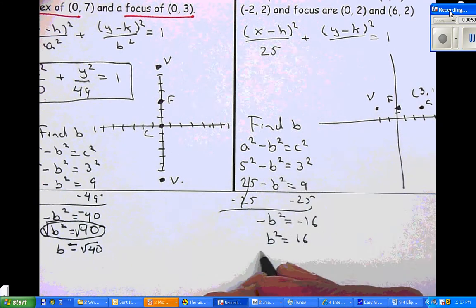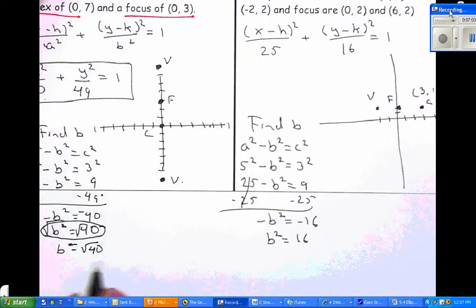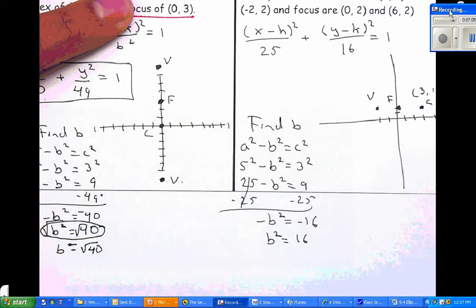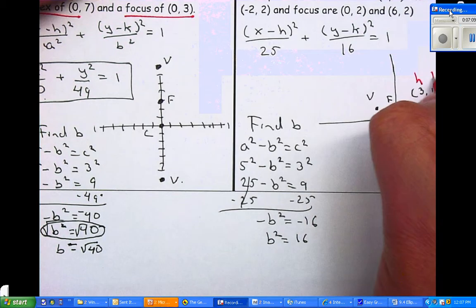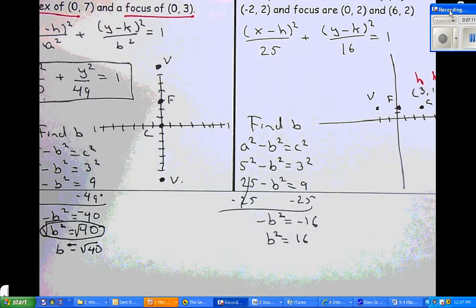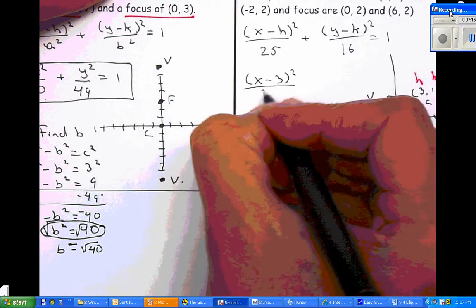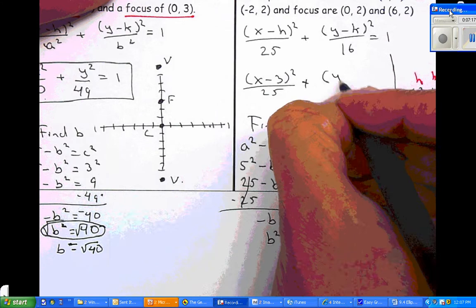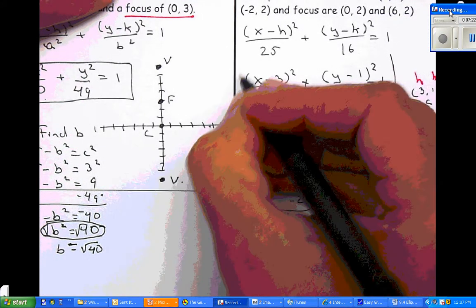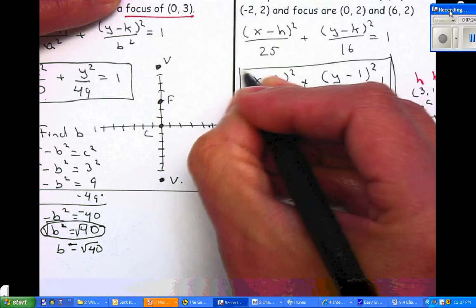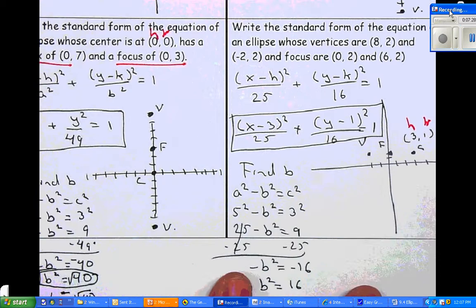The only thing that we need to do is substitute the value of b squared here, which will be 16. Now I'm going to substitute my center, which is (3, 2). That's h and k. So that'll be (x minus 3) squared over 25 plus (y minus 2) squared over 16 is equal to 1. And this is my final answer. That's the standard form of the equation of an ellipse with the given information.